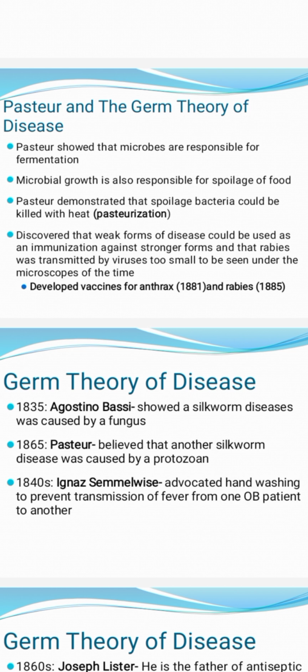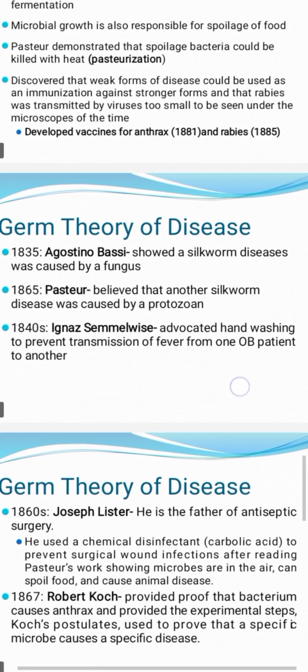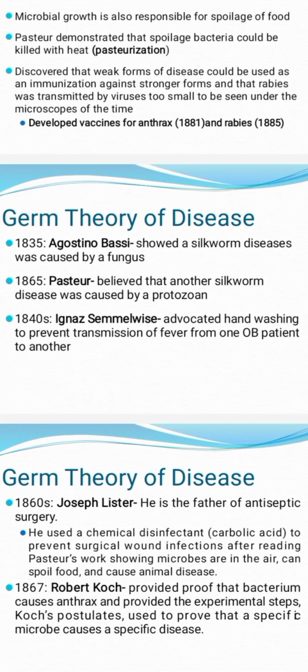In 1835, Agostino showed a silkworm disease caused by a fungus. Pasteur thought that silkworm disease was caused by a protozoan.